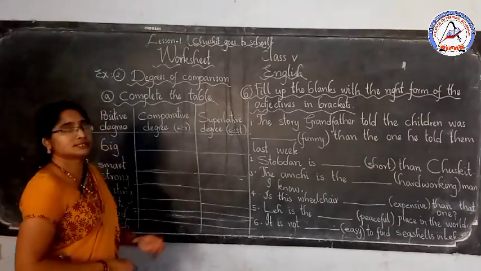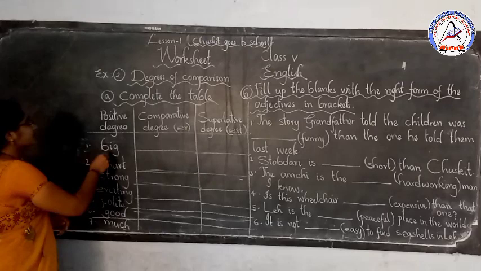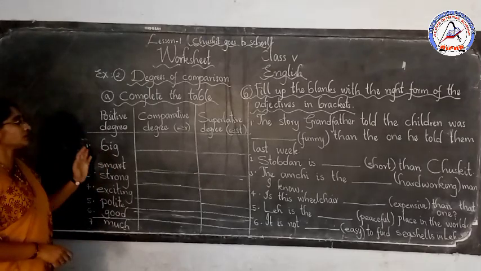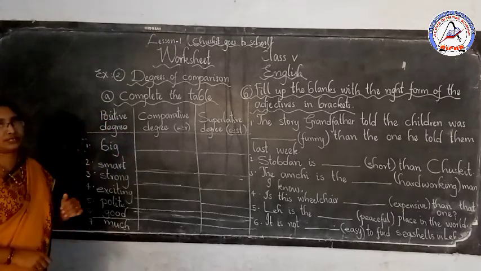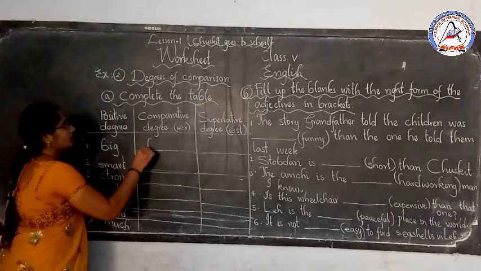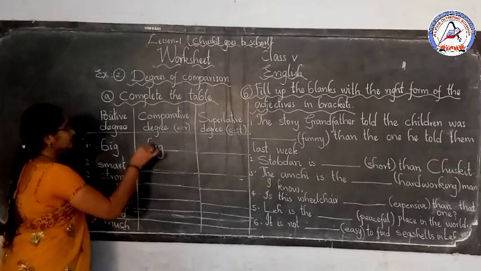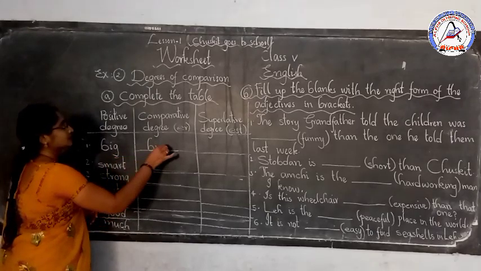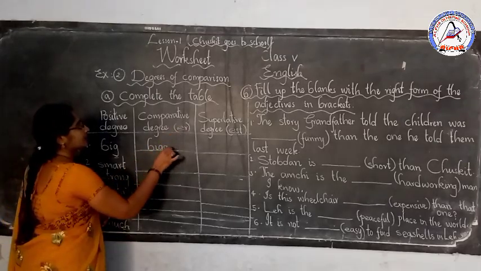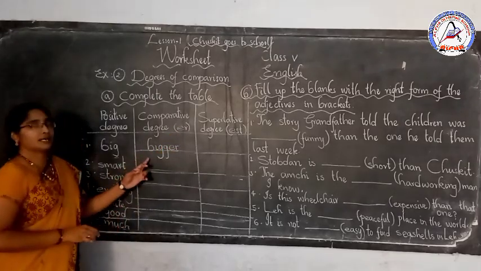Now let us do this exercise. What is the first word? Big. Big is the positive degree. Now you have to change it into the comparative degree form. How will you change big into the comparative form? You have to double the G letter, two G's, then add ER. This is the comparative form.